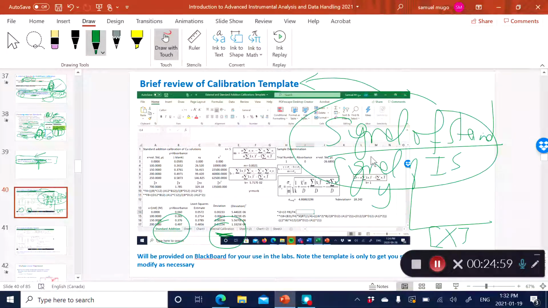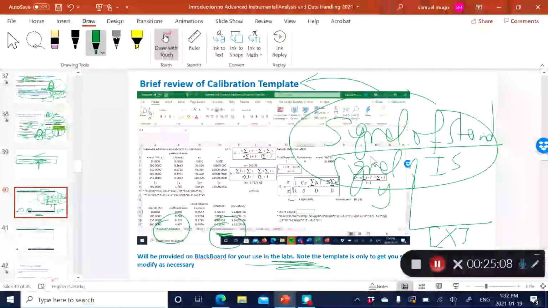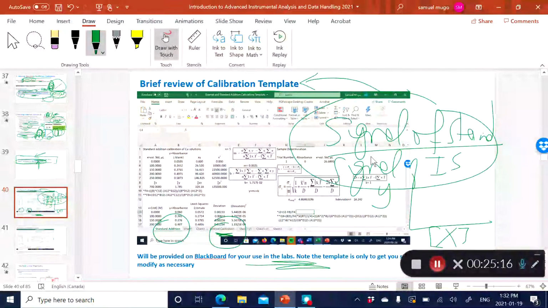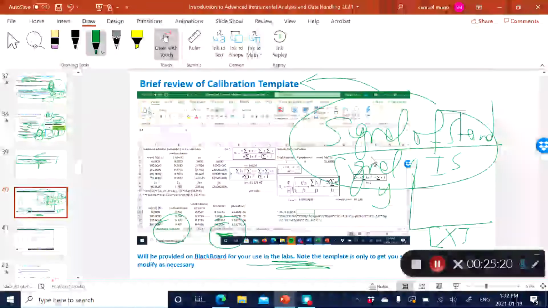So I'd like you guys to be able to use the template. Of course, you have to modify it appropriately. I've only given it to you as a start, so that you're not too lost in terms of doing this. Ideally, I shouldn't be giving you the template, but hopefully, it's going to help you a bit to solve some of these problems.